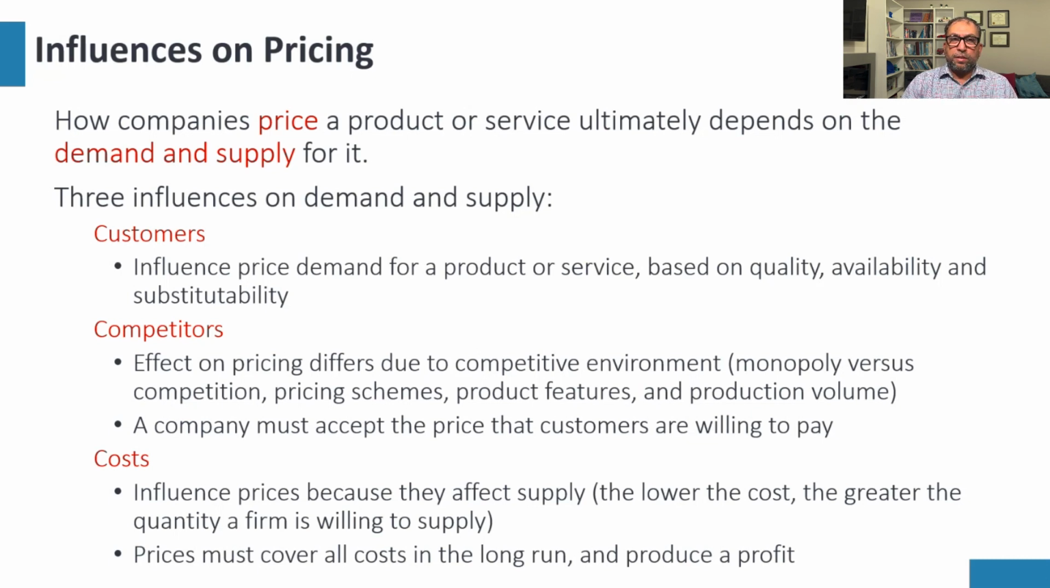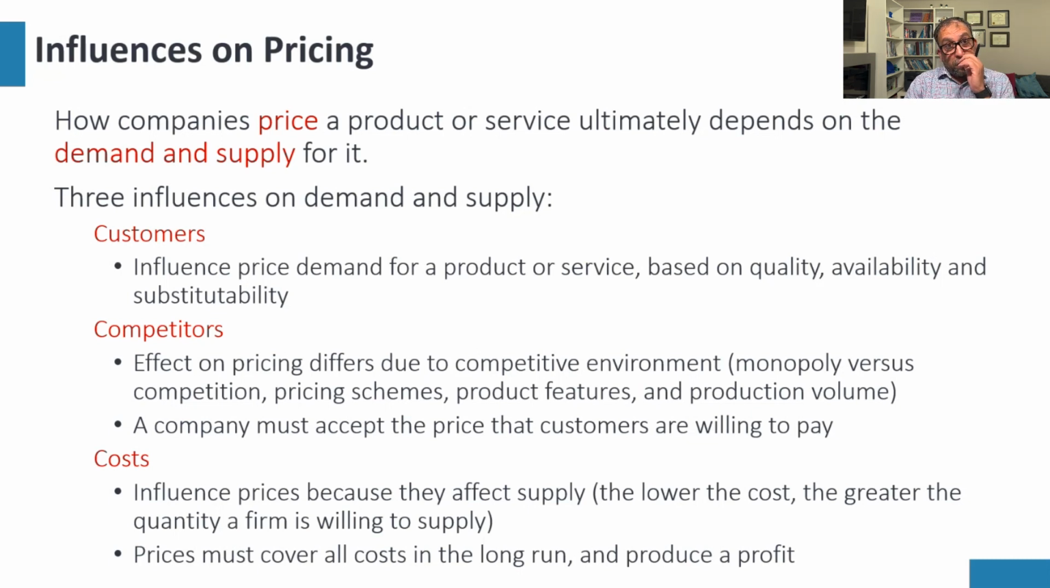So customers and then the competitors. The effect on pricing differs due to the competitive environment, monopoly versus competition, or price schemes, product features, and production volume. So these are the things that affect our competitors, or we take influence from our competitors. A company must accept the price that customers are willing to pay. If we charge more to our customers, there is a possibility, if substitutes are available for our product, that customers can go to that product as well.